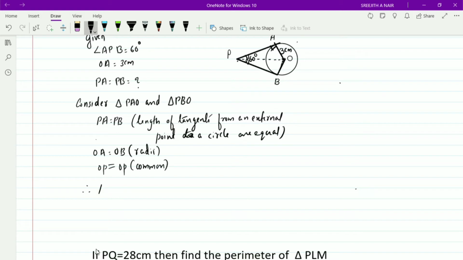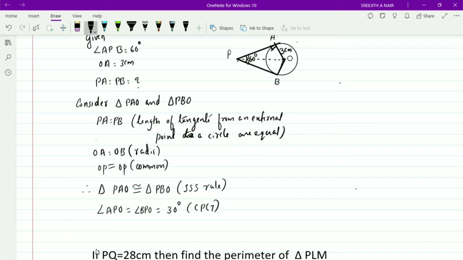Therefore, triangle PAO is congruent to triangle PBO. We used three sides here, therefore the congruency rule we applied is the SSS rule. Since the triangles are congruent, by CPCT angle APO is equal to angle BPO. Both angles are equal, that is CPCT. Since the angles are equal and the total angle P is 60 degrees, each angle will be 30 degrees.